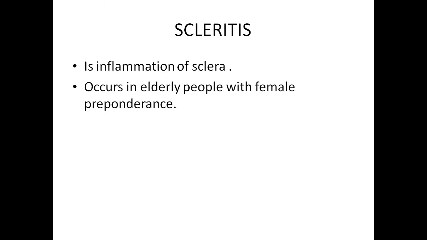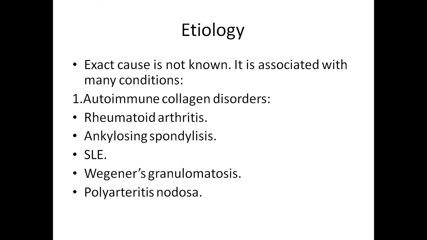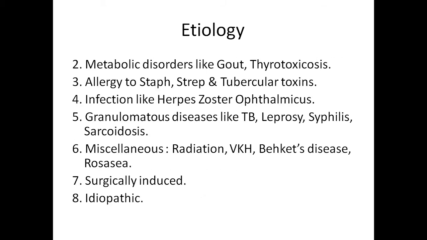Now coming to scleritis, it is inflammation of the sclera. It occurs in elderly people, again with a female preponderance. Again, its exact etiology is not known. It is commonly seen in autoimmune collagen disorders or connective tissue disorders like rheumatoid arthritis, ankylosing spondylitis, SLE, Wegener's granulomatosis, polyarteritis nodosa. All these are connective tissue disorders. It is also seen in metabolic disorders like gout and thyrotoxicosis.